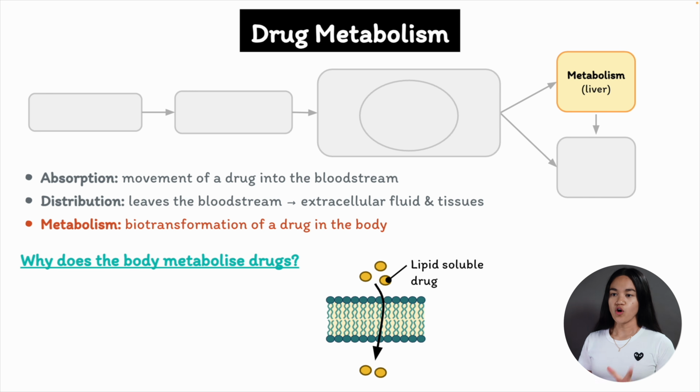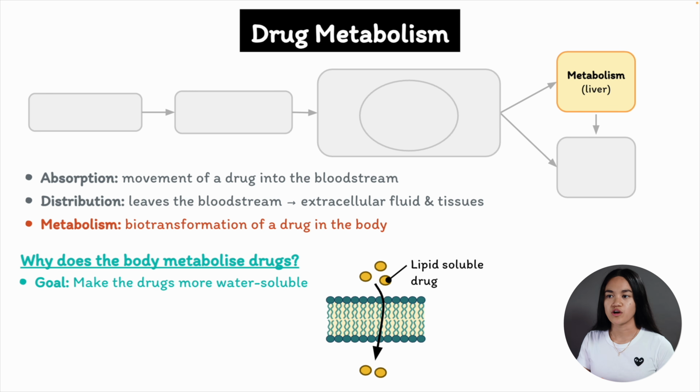Now, the goal of metabolism is to make the drugs more water soluble so that it is easier to excrete them through the kidneys and urine. And what transforms drugs to make it more water soluble? So the liver houses the metabolic enzymes responsible for this transformation. And what these enzymes do is make the drugs more polar so that they are easier to excrete by the kidneys. Okay? The next question is, where does metabolism take place?